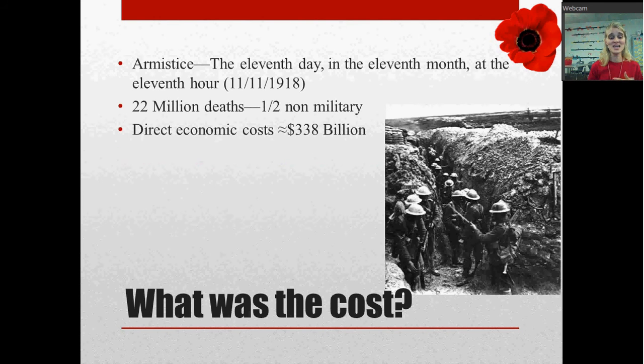In terms of money, the direct economic cost of the war was about $338 billion. That's in today's money, but that's still a huge amount. This deals with rebuilding, soldiers, food, all of this kind of stuff. So there's a lot of money that goes into fighting these wars.